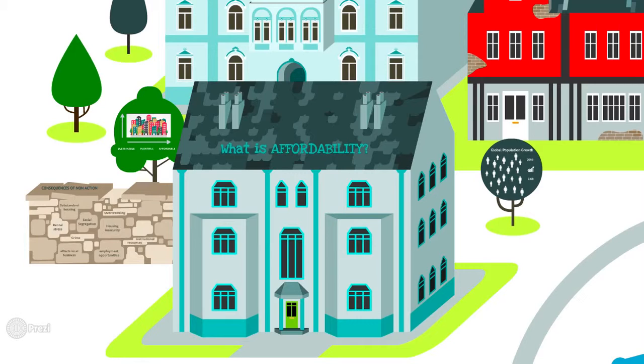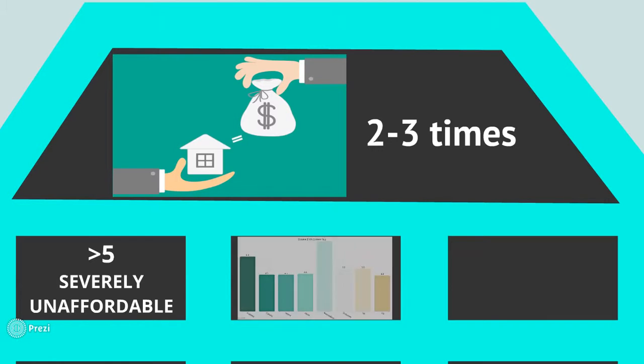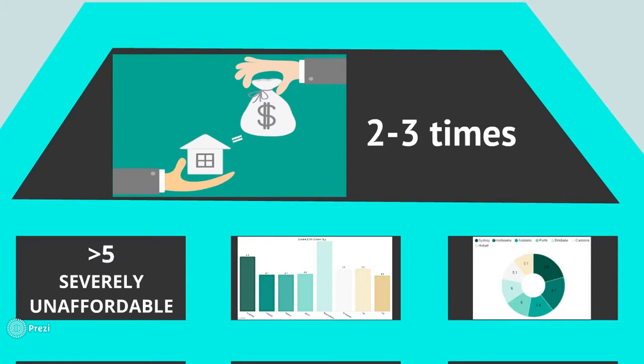Let's look at how affordability is defined. A housing market is considered to be affordable when the median house price is 2 to 3 times median household income, and it's considered severely unaffordable when the median multiple is greater than 5. In a survey conducted by Demographia, Australia's median multiple was 6.4 and Sydney's 9.8, one of the most unaffordable markets.